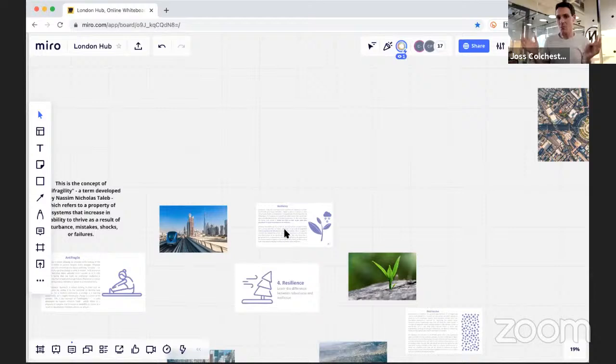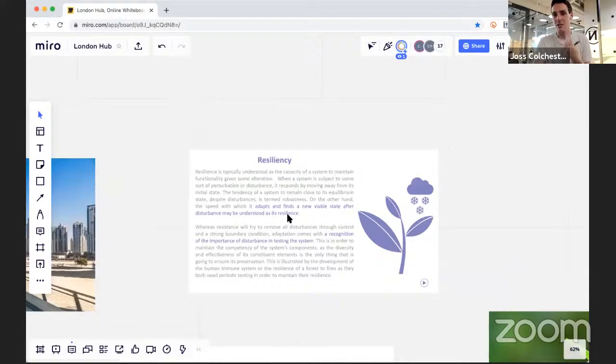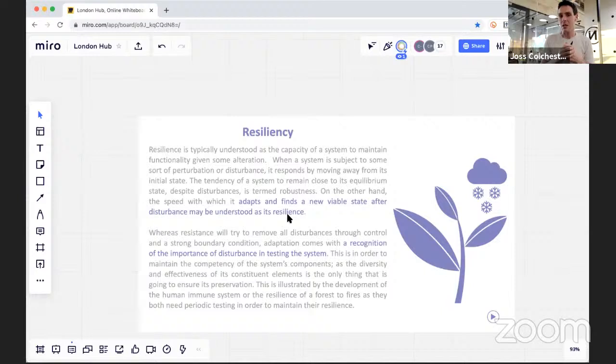For us to function optimally and to maintain our functionality, we need a conducive environment, and that's called a homeostatic environment. And here, the system is experiencing a shock of some kind. It might be a tree that's been hit by a tornado or whatever it is, and its resilience is its capacity to move back into that kind of equilibrium functioning state. So the tendency of a system to remain close to its equilibrium state despite disturbance is termed robustness. If it's a very strong tree, it might be able to resist all that wind force against it, and it stays in its equilibrium state and it's fine.